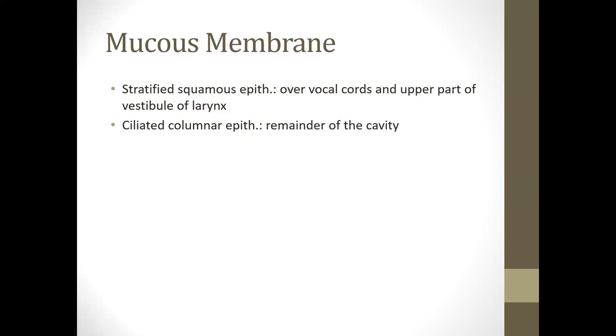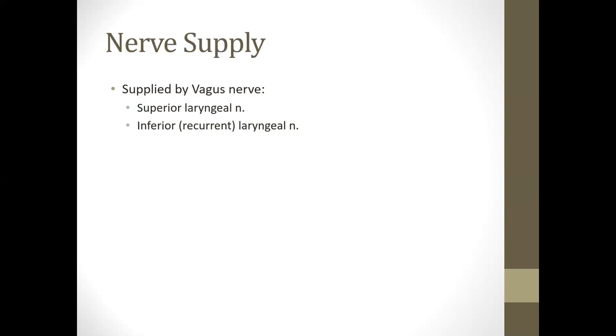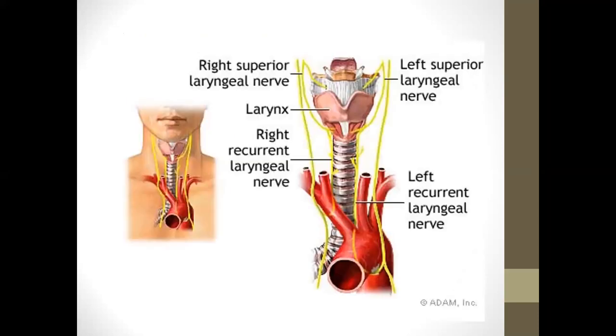The mucous membrane that lines the larynx is stratified squamous epithelium over the vocal cords and the upper part of the vestibule. The rest is ciliated columnar epithelium, which is part of the respiratory epithelium. The nerve supply is from the superior laryngeal nerve and the inferior laryngeal nerve. All these nerves are branches of the vagus nerve. And this is what we saw in the video.